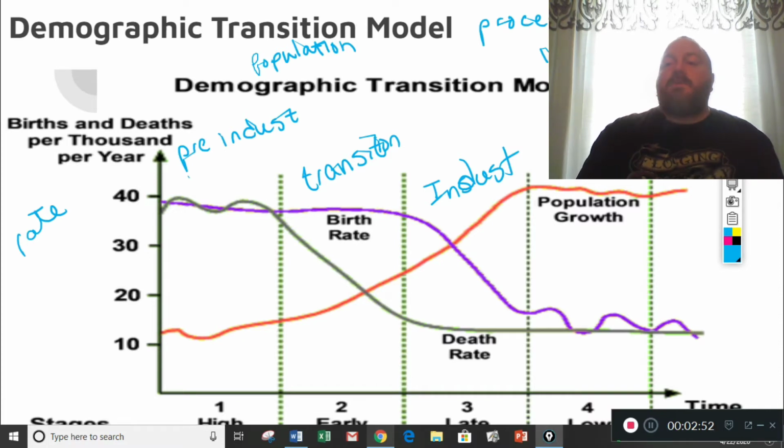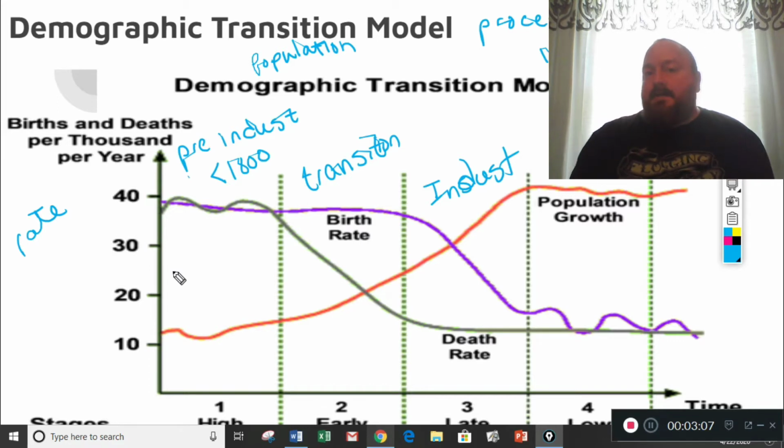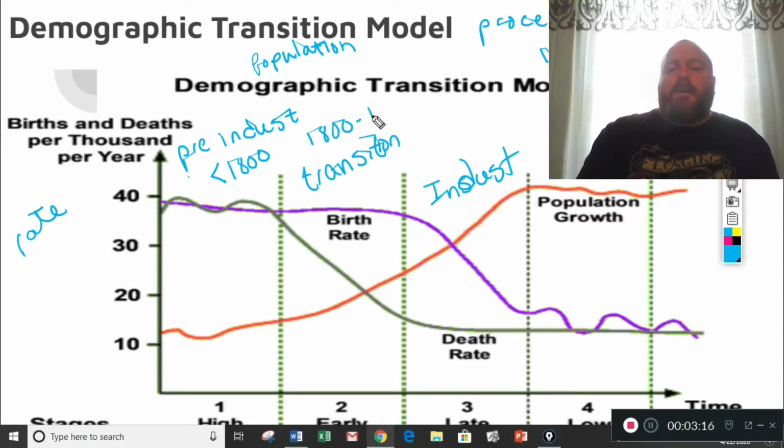So what you want to do when you're thinking through this is relate it back to America. Think about America as we did our Industrial Revolution. Pre-industrial era was going to be anything really before the 1800s, because we didn't really start to industrialize in America until the 1800s. So anything before the 1800s was that pre-industrial society. Really from 1800 until really probably I'd say 19 teens, we'll just say 1900 in generic terms for that transitional.